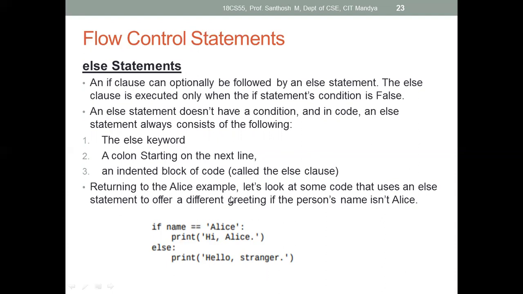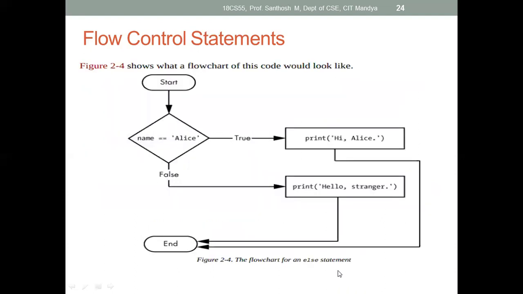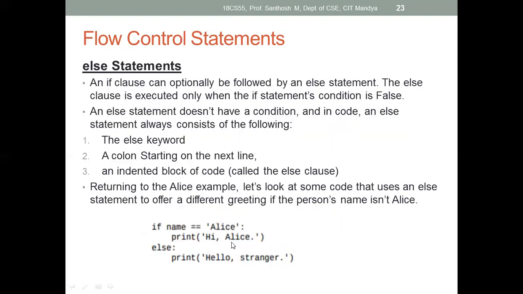Returning to the same example here, if name is equal to Alice, print Alice, else it will print Hello stranger. This one is a flowchart for if and else. First, start, then check the condition name is equal to Alice. If it is true, it will print Alice and then end. If it is false, it will print Hello stranger and then end. This one is for if and else.